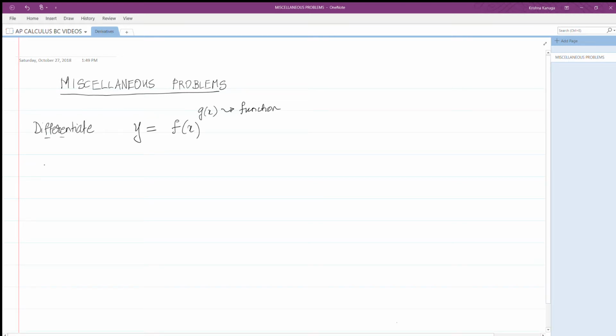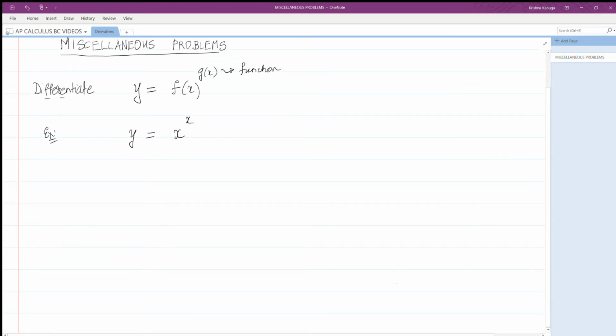So let's use an example of a function in this form. Let's take y equals x to the power x and learn how to differentiate it. Clearly, you see here the power is a function and not a constant. So the best thing to do in these situations is to take the logs of both sides.